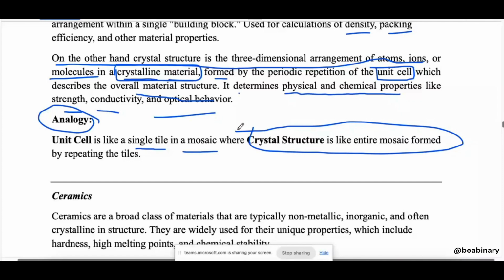So the crystal structure also depends on the unit cell, but the unit cell could be repeated in different fashions to make a bulk material. Just think about the tiles in your room and you will have a very clear idea. A single tile is the unit cell, and the repetition of all the tiles in your room, whatever your floor looks like after completing the flooring, is known as your crystal structure.